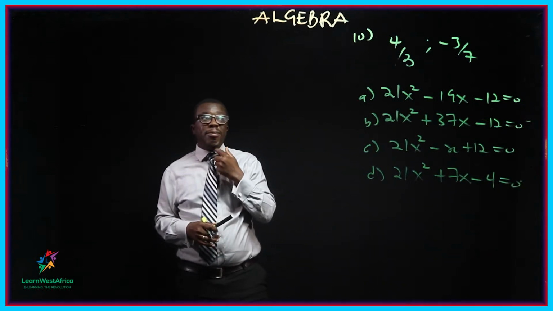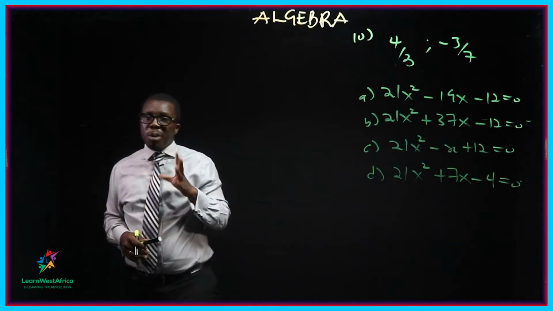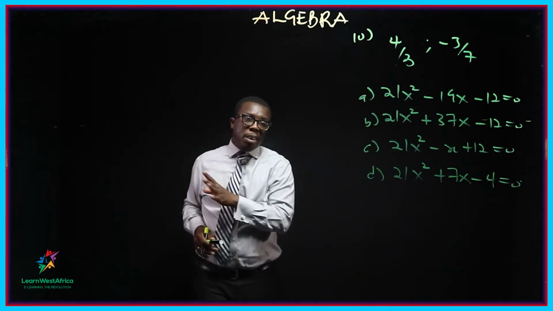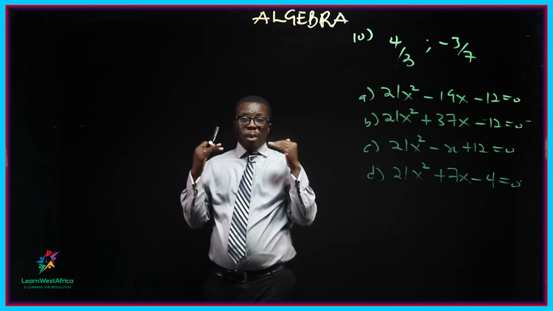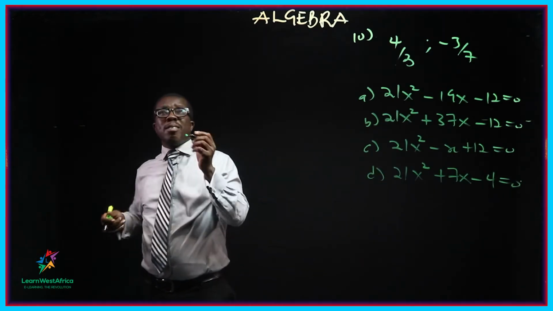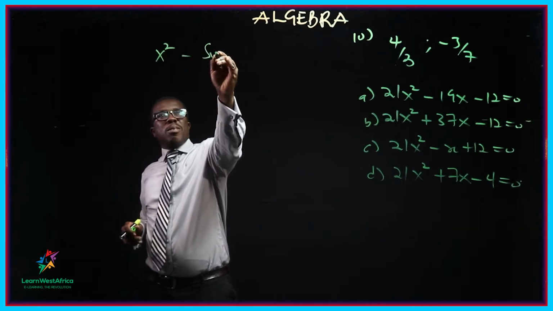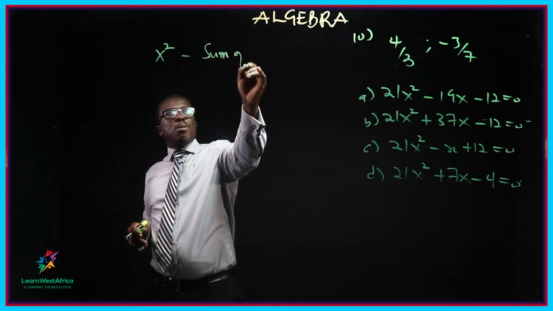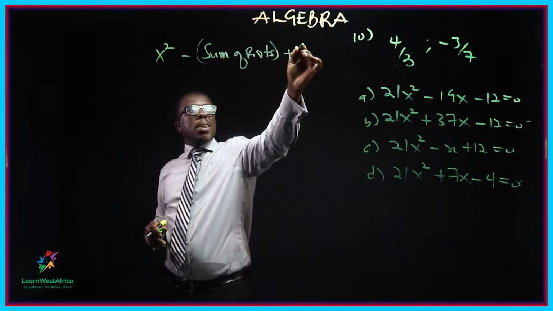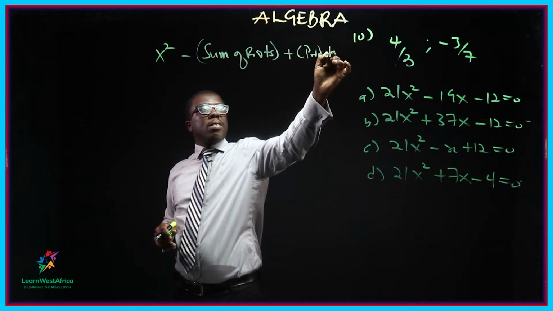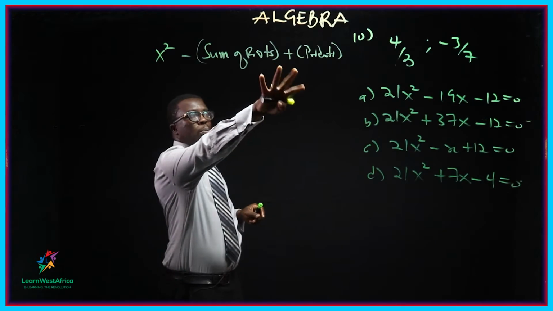Okay, so now there are two basic principles we can use. One is a shorter one, the other is a bit longer. For a quadratic, the rule is very simple: you say x squared, minus the sum of roots, then plus the product of roots.